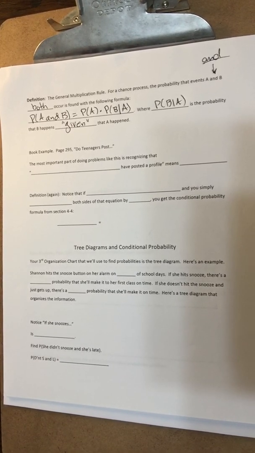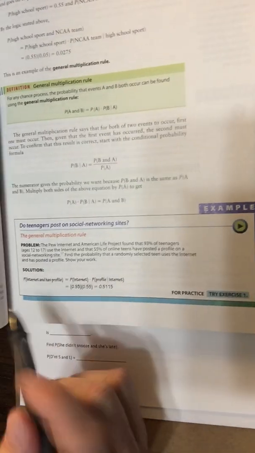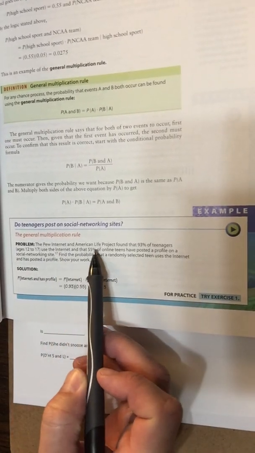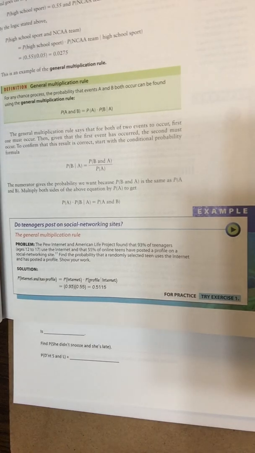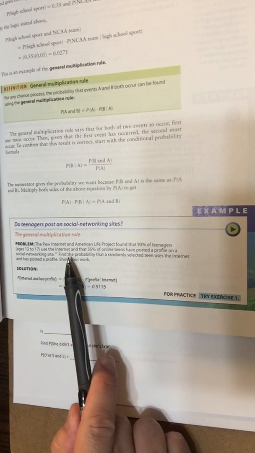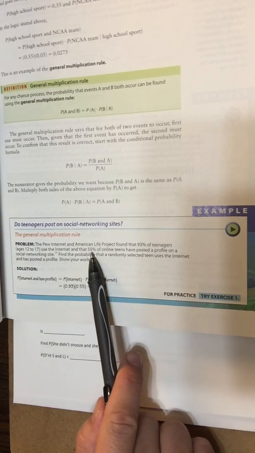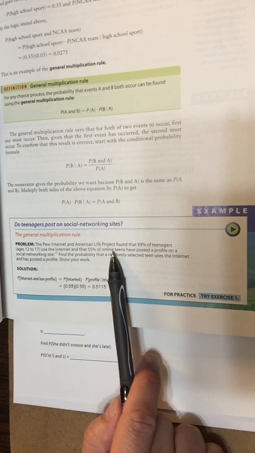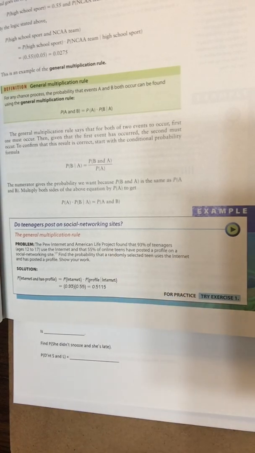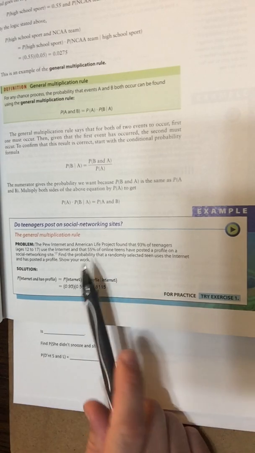So I'm going to go to page 295. Excuse me. And let's look at do teenagers post. Here we go. The Pew Internet and American Life Project, that's a nonprofit company that does statistics, found that 93% of teenagers use the internet, and 55% of online teens, look at that right there, of online teens. That's not just teens, that's a condition. If I know that they're online, 55% of them have posted a profile on a social networking site. Okay, that percentage is much bigger now.